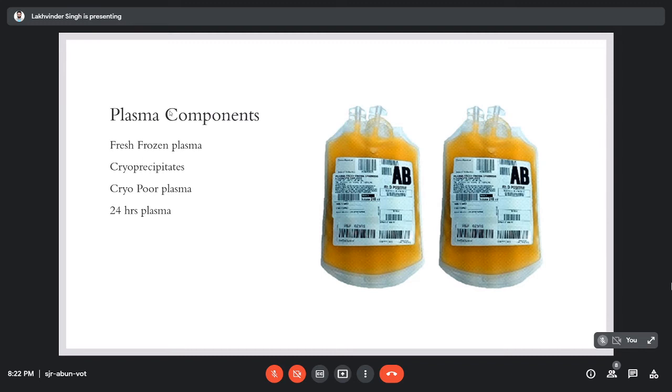Next are the plasma components, which include your fresh frozen plasma, cryoprecipitate, cryo-poor plasma, and 24 hours plasma. I've put the picture of AB positive plasma just to highlight that this is the universal donor for plasma. This is a neutral plasma. It does not contain any anti-A or anti-B. That's why I put this picture so it remains in the mind.